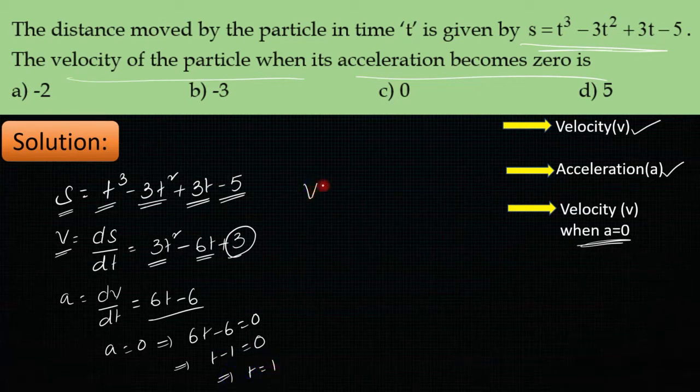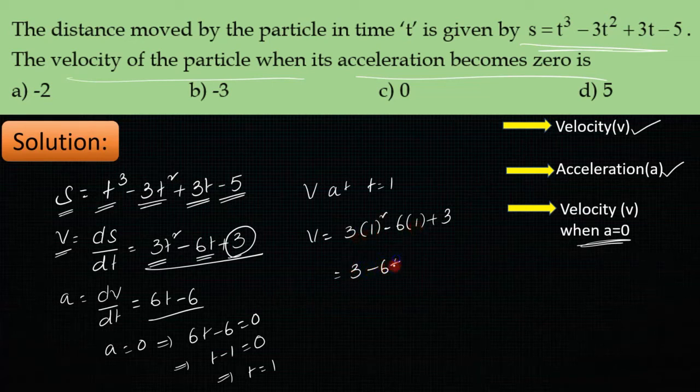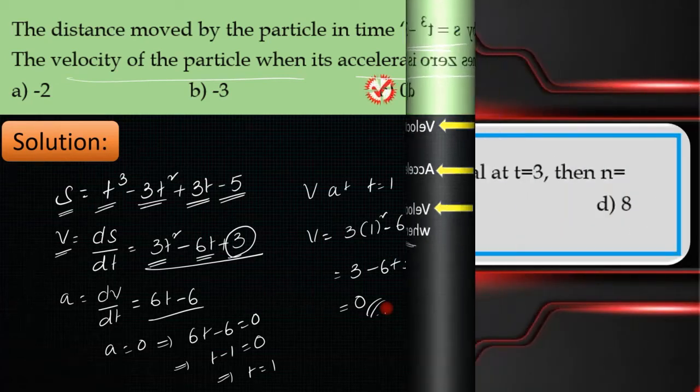Now velocity v at t = 1: here we substitute t = 1, we get 3 into 1 square minus 6 into 1 plus 3, which is 3 into 1 square is 3, minus 6 plus 3. This equals 6 minus 6, which is 0. Therefore, the answer is option C.